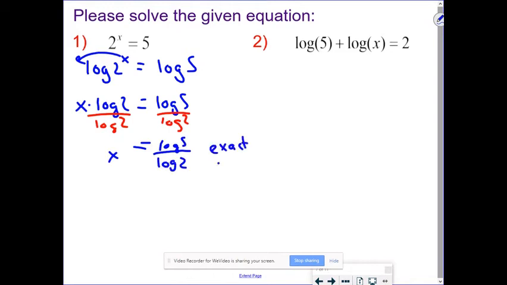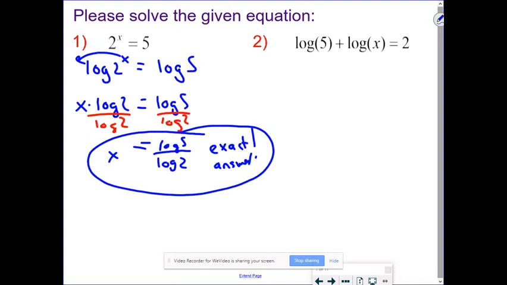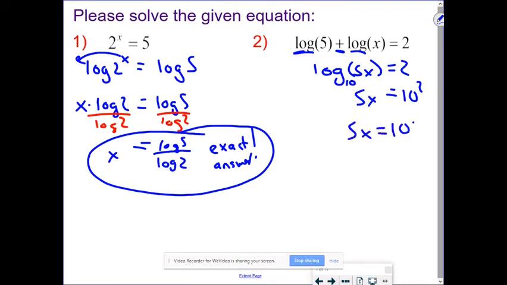Now, why can we do that? Because they're both log base 10. I have the button on the calculator that can calculate log with a base of 10. Our exact answer, log 5 over log 2. If we wanted the decimal approximation, we could. And the second one, I'm going to put those together. It's addition, so that means multiplied. It's log base 10, so I'm going to rewrite it as 10 squared is 5x. And eventually I get x is 20.